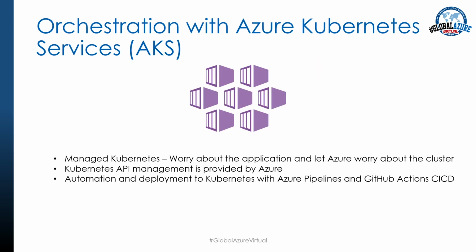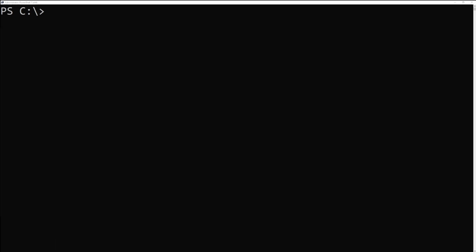The third thing we'll take a look at is orchestration with AKS, or Azure Kubernetes Service, which is a managed Kubernetes platform in Azure, meaning you don't touch or really manage the Kubernetes API or the master node itself. You're really just worried about the workers. So with that, let's jump into the demos. Let's take a look at Azure container instances first.